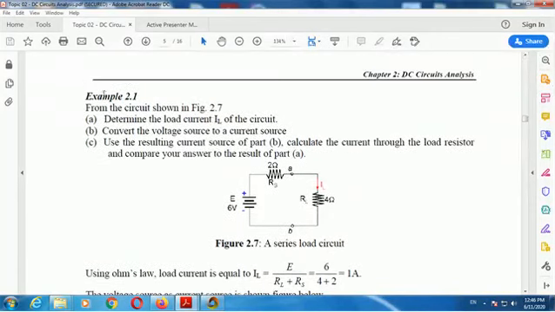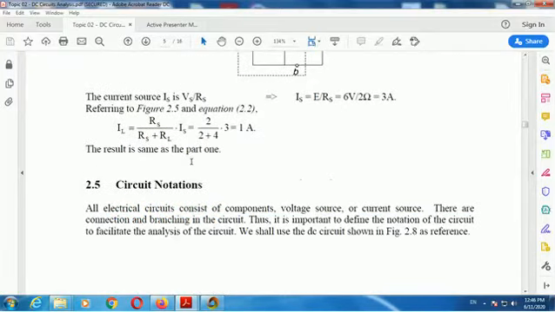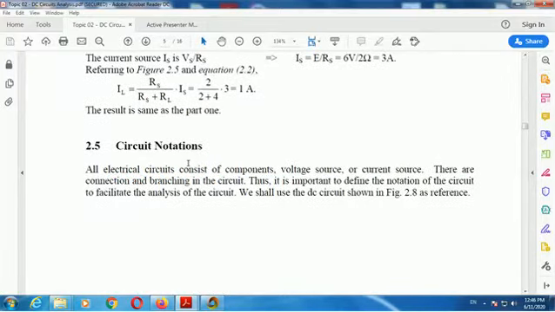Then we will do an example. This is example 2.1. After that, we cover circuit notation.